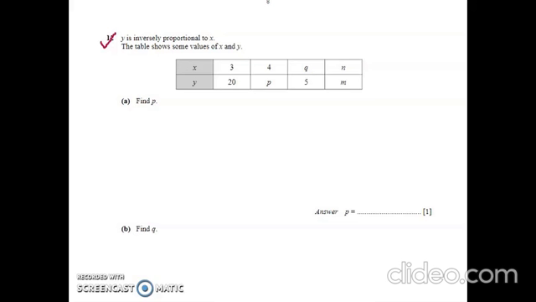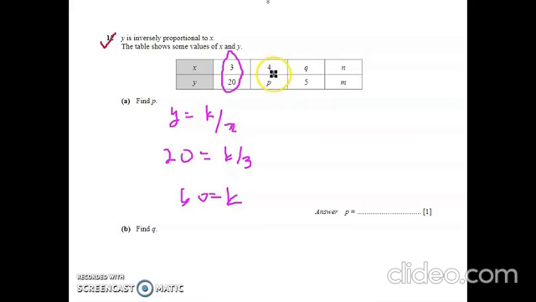Okay, y is inversely proportional to x, and this table shows values. Now, I told you in order to find the formula, we will take the values which are a complete set. So that will be y is equal to k over x, and our y will be 20, x is 3, that makes it 60. The k is 60, we need to find p. So we will put 60 divided by 4, and that is 15.